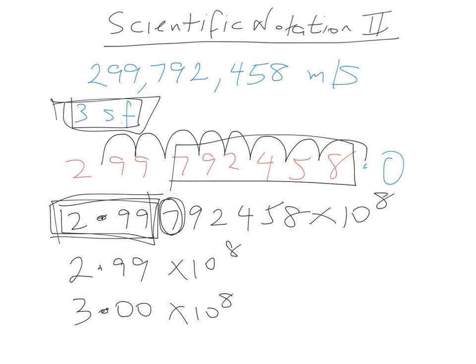Now, if we were asked to round it to two significant figures, we'd have 3.0 times 10 to the power of 8. If we were asked to go to 5, then we'd end up at 2.9979 times 10 to the power of 8, because that 2 there is less than 5. So that's rounding in terms of scientific notation.